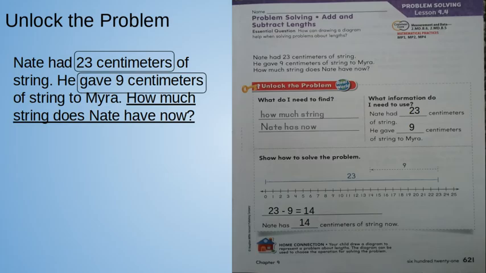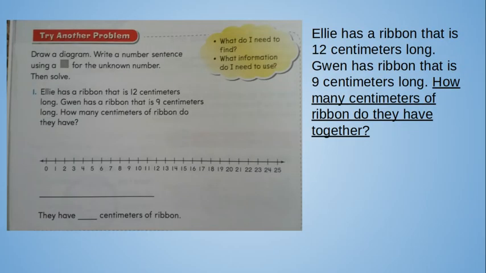Let's try another one. Our next problem says, Ellie has a ribbon that is 12 centimeters long. Gwen has ribbon that is 9 centimeters long. How many centimeters of ribbon do they have together? Let's read that one more time. Ellie has a ribbon that is 12 centimeters long. Gwen has ribbon that is 9 centimeters long. How many centimeters of ribbon do they have together?